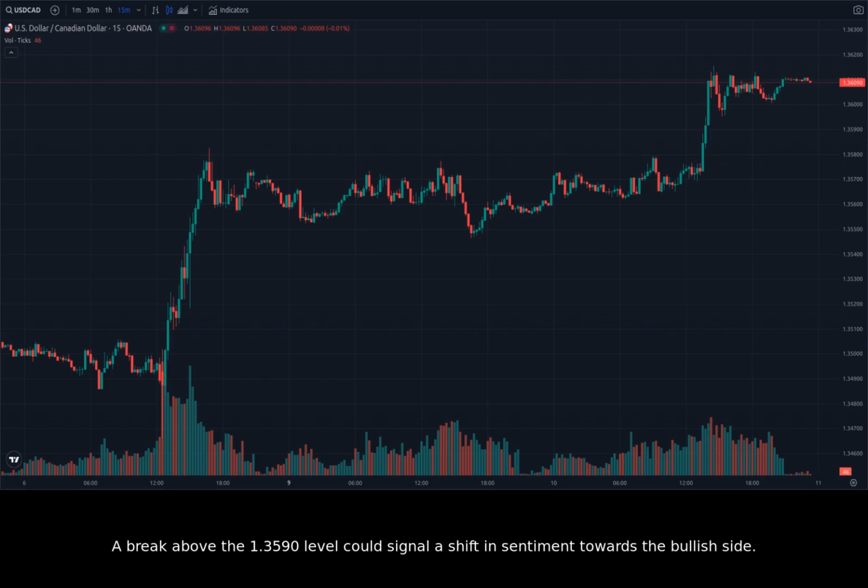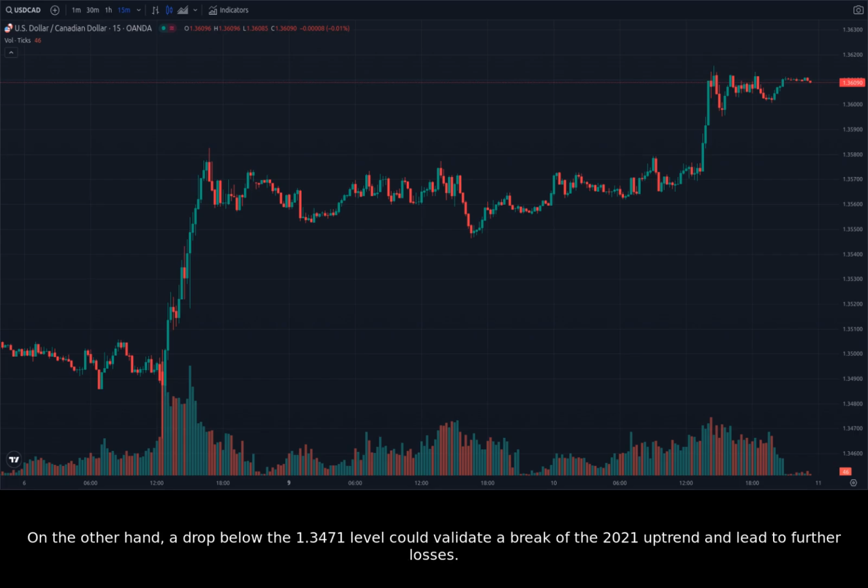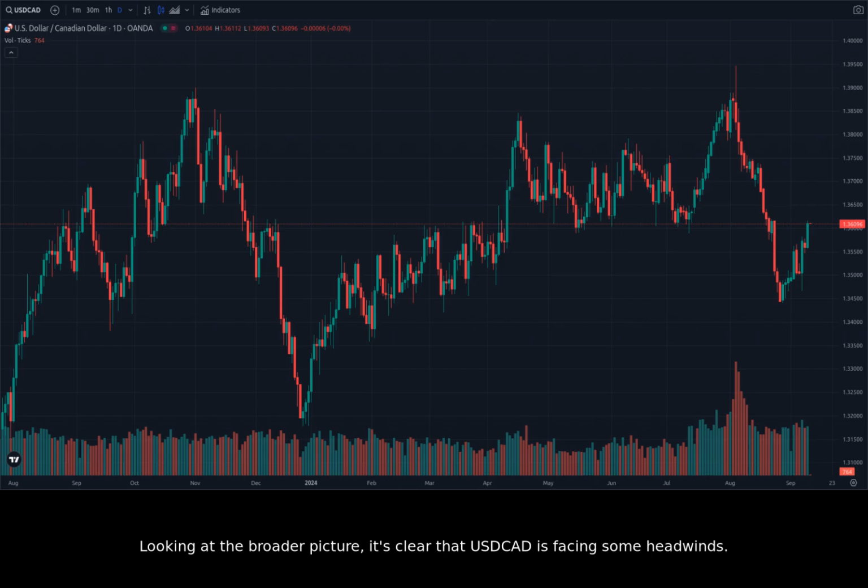A break above the 1.3590 level could signal a shift in sentiment towards the bullish side. On the other hand, a drop below the 1.3471 level could validate a break of the 2021 uptrend and lead to further losses. Looking at the broader picture, it's clear that USDCAD is facing some headwinds. The bearish sentiment is fueled by potential interest rate cuts by both the Fed and the Bank of Canada. The global growth slowdown could also weigh on the Canadian dollar due to its dependence on oil prices.